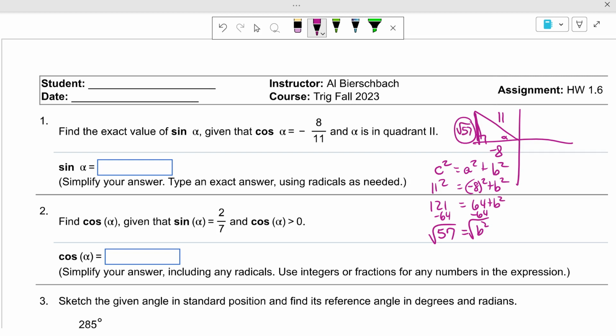And I don't think a perfect square goes into 57. So you'd get square root of 57 over 11. Exact answer using radicals. We good? Okay.